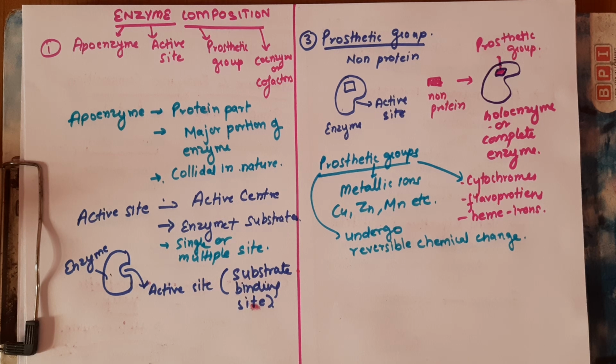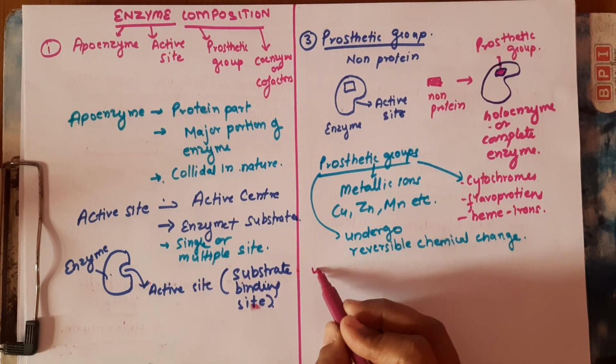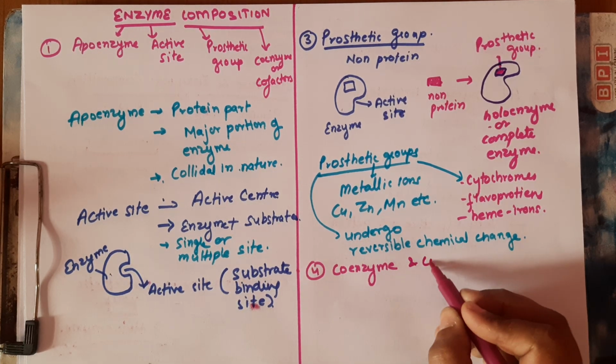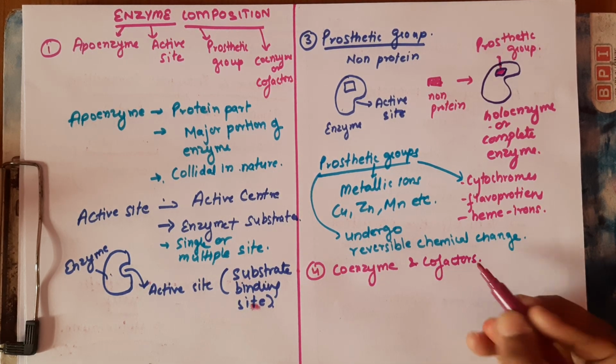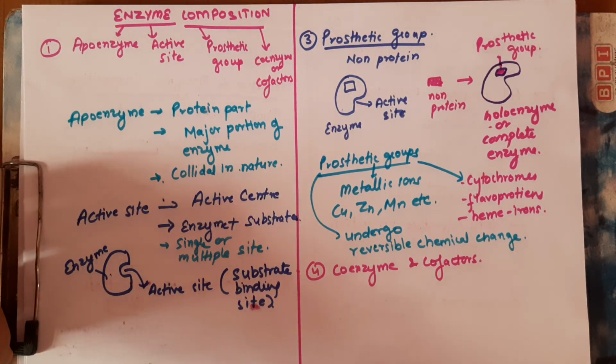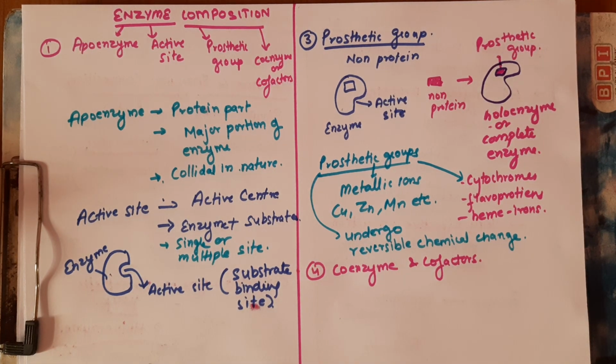Now next, the fourth one is the coenzyme and the cofactor. In science there is no clear-cut distinction between the prosthetic group and the coenzyme. So it is conveniently defined that the prosthetic groups are tightly bound to the enzyme, whereas when they are not attached or are loosely attached, they are known as coenzymes. Since these substances affect the overall reaction, they are known as cofactors or coenzymes.